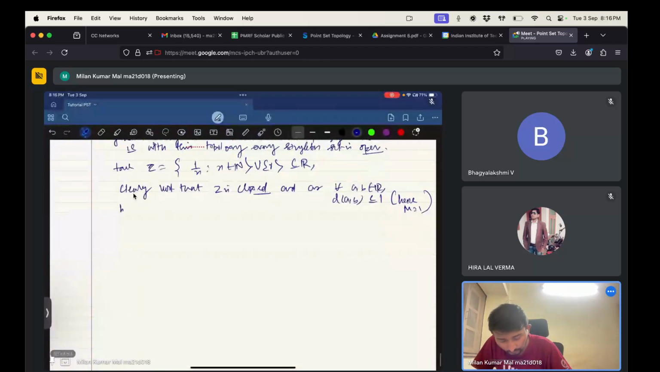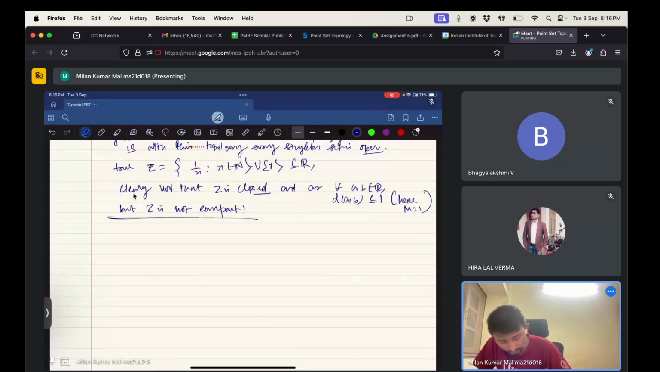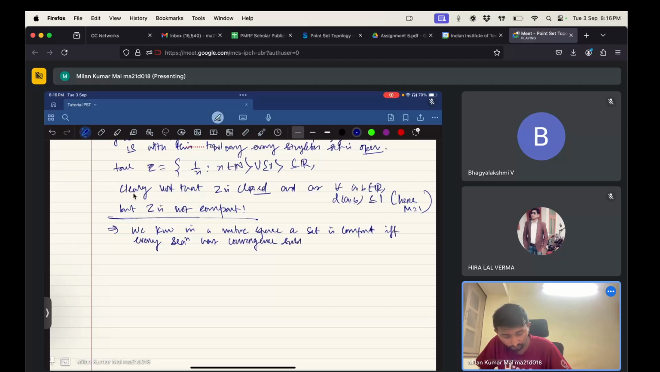But Z is not compact. Why is this not compact? We know that in a metric space, a set is compact if and only if every sequence has a convergent subsequence.